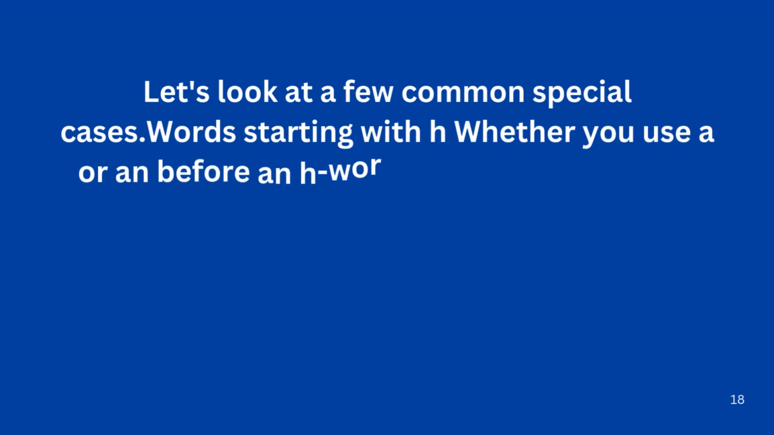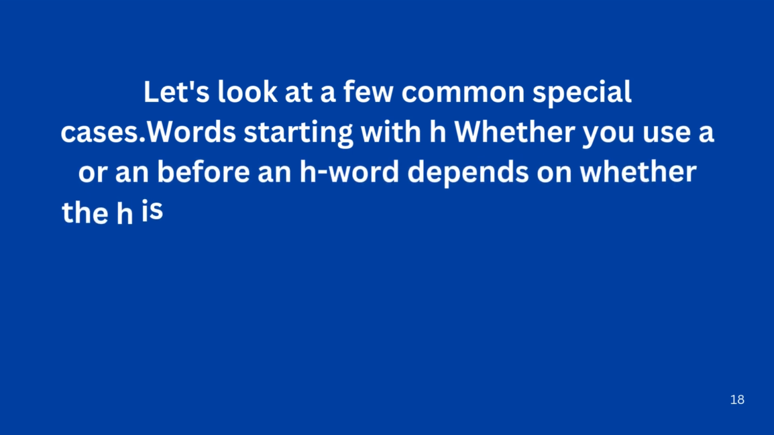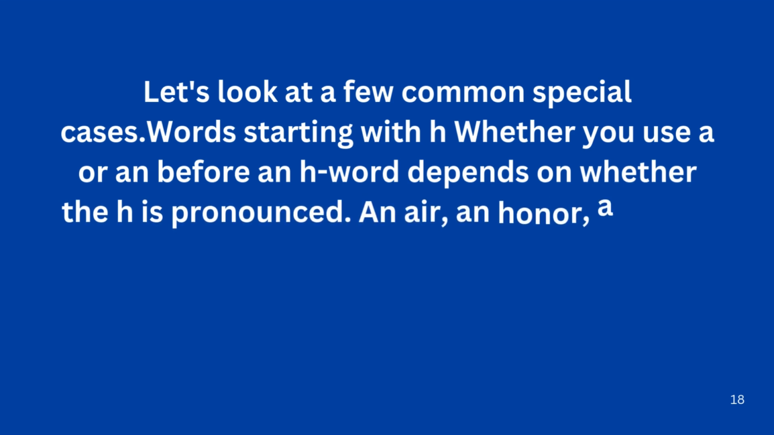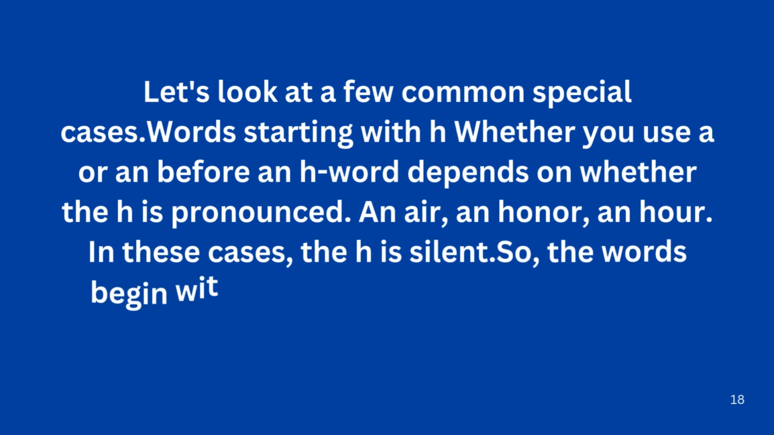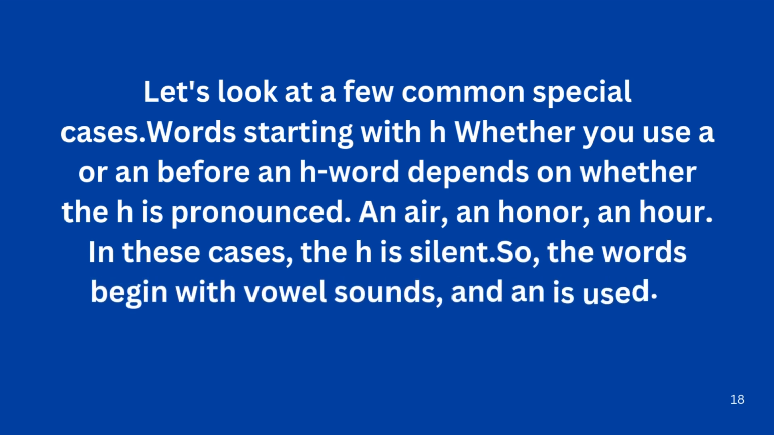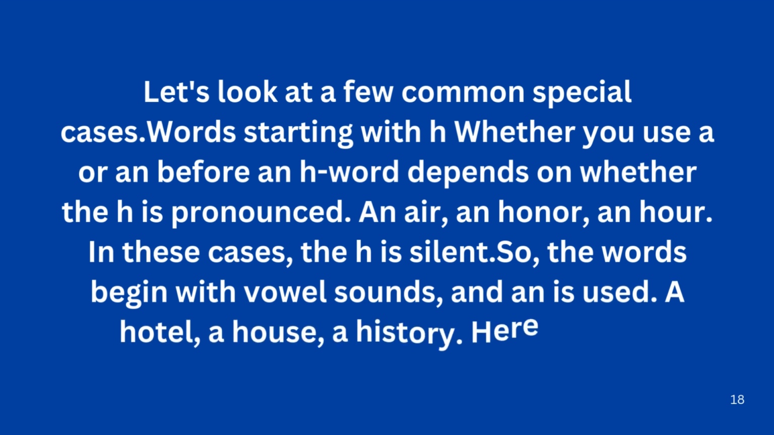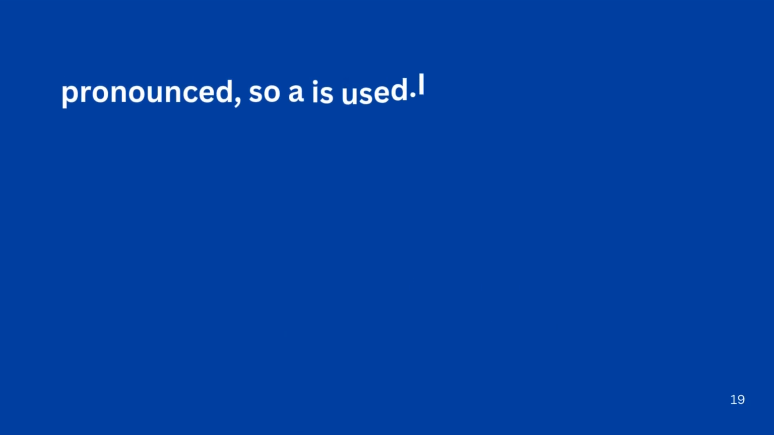Words starting with H. Whether you use a or an before an H word depends on whether the H is pronounced. An heir, an honor, an hour. In these cases, the H is silent, so the words begin with vowel sounds and an is used. A hotel, a house, a history. Here the H is pronounced, so a is used.